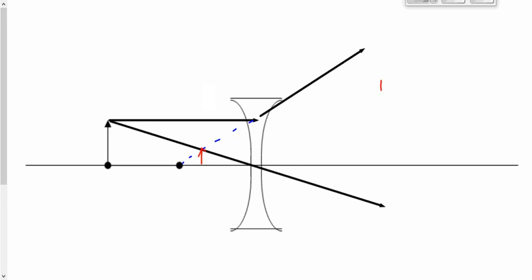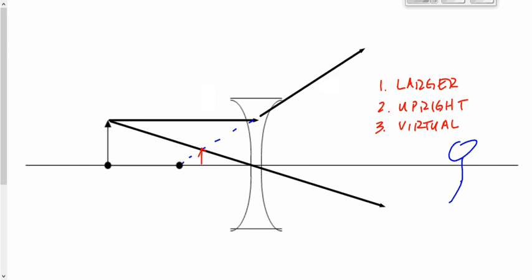We have an image that is larger. We have an image that is upright. And we have dotted lines that intersect, so we have an image that is virtual. We cannot project it onto a screen. We have to look through the lens physically in order to see it. We stand over here. We look through the lens. We see the image of this object right here. Smaller, right side up, and virtual. Correct. It is smaller, you're right, rather than larger. In the bizarro world, it's larger, but in our world, it's smaller.